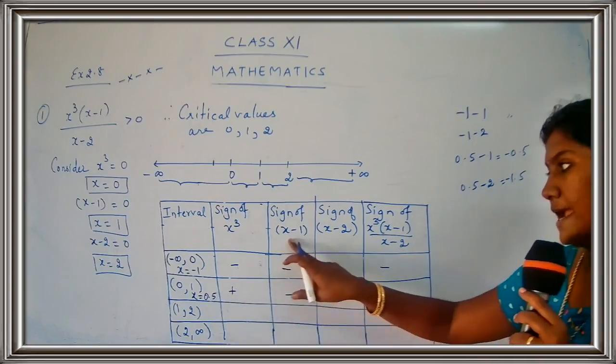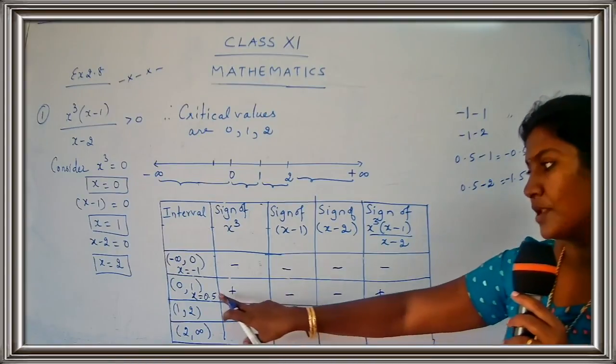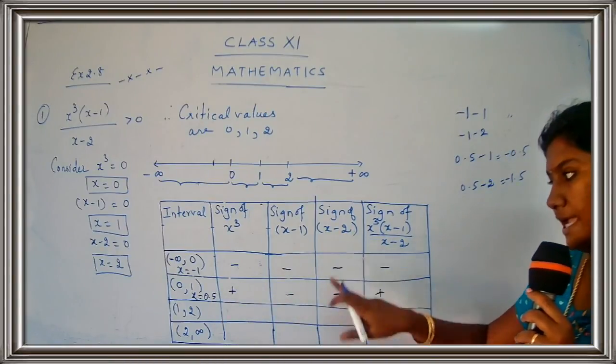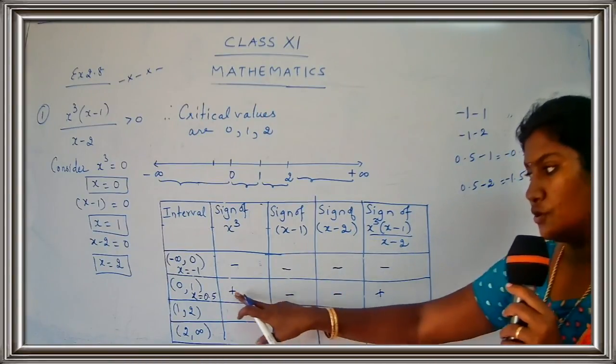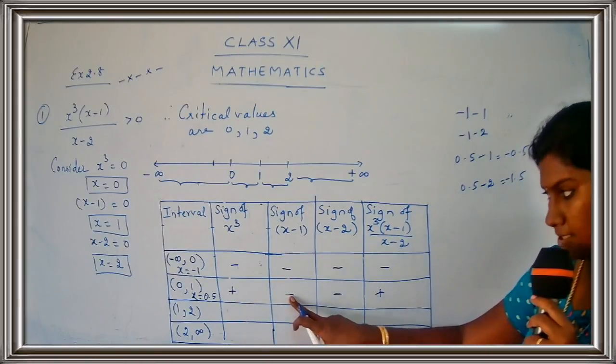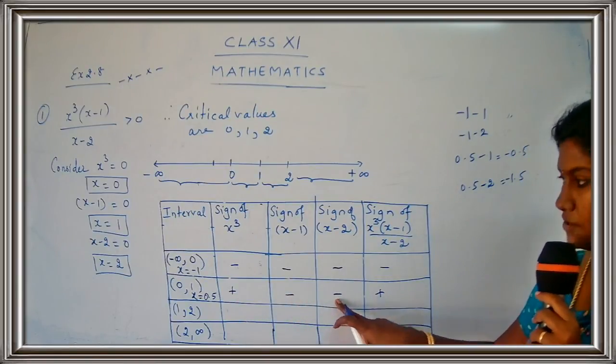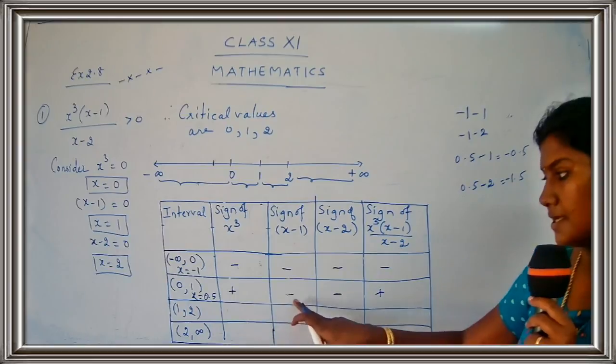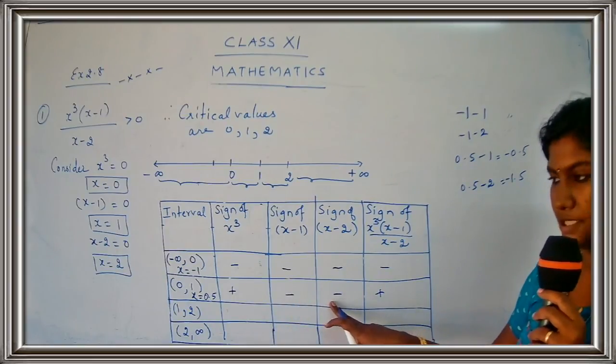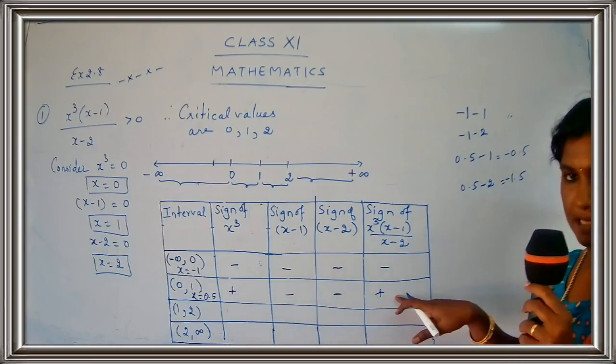So 0.5 minus 1 is minus. 0.5 minus 2 again gives you a negative answer. So plus into minus, minus. Minus into minus, plus. Or you can keep this plus as it is. Minus minus gives you plus. So plus into plus, plus.